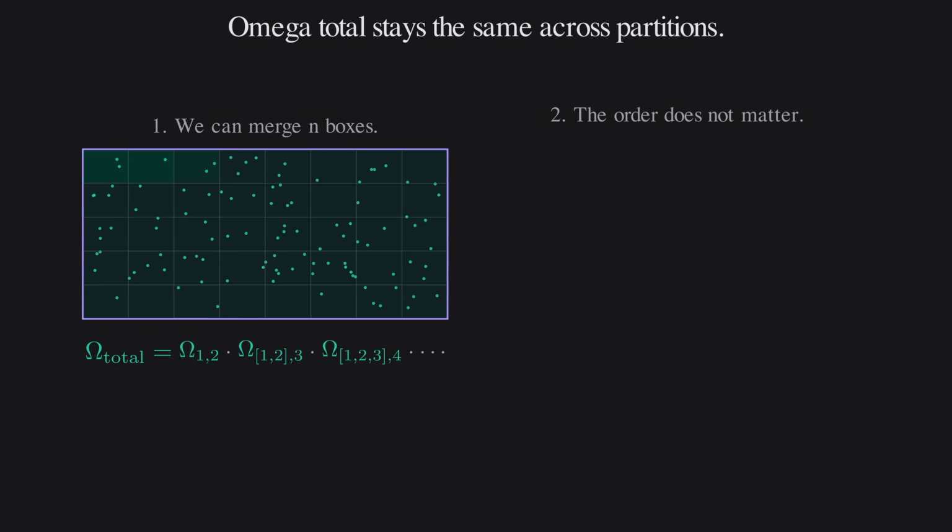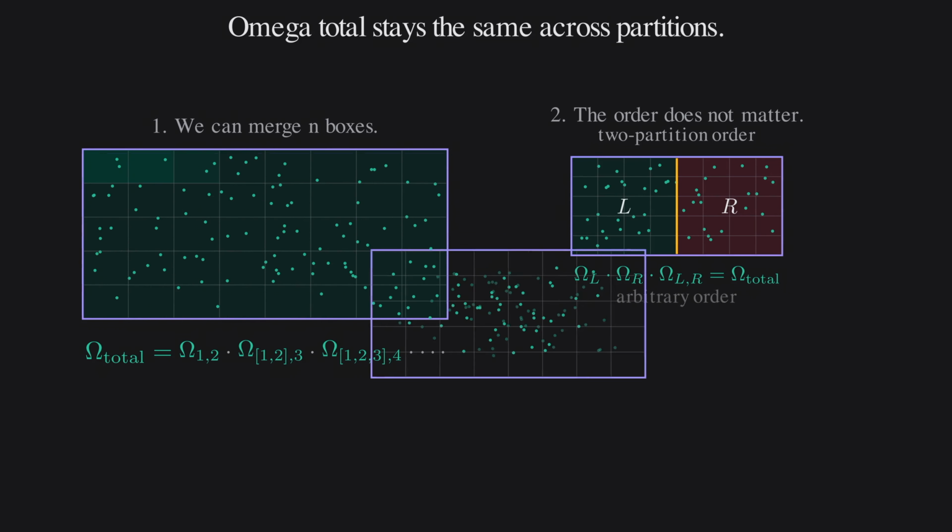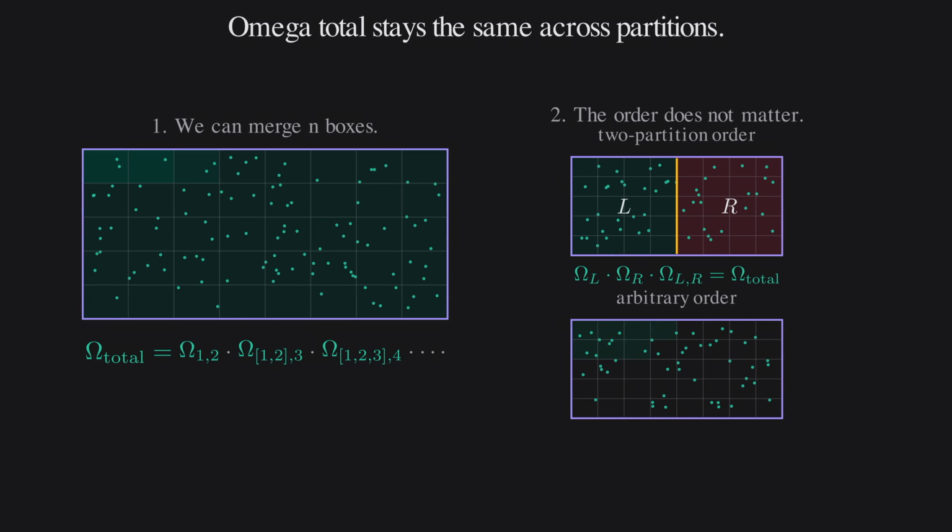And here's another important thing. The order of the merging process does not matter. For example, we can first merge the smaller grids into 2 regions, the left half and the right half. Then we can merge the 2 to get the omega total. Or we can merge the smaller grids into these 3 arbitrary regions. Then we merge the 3. Importantly, we will obtain the same omega total in either case.